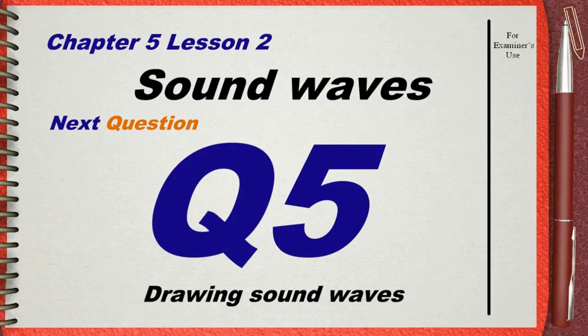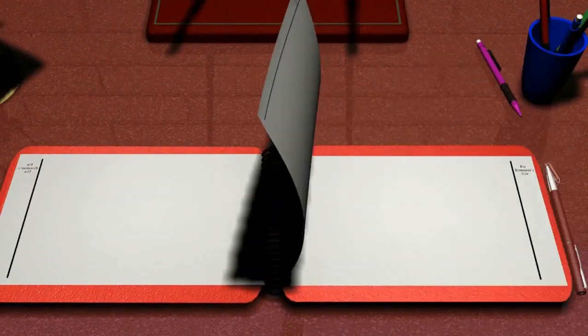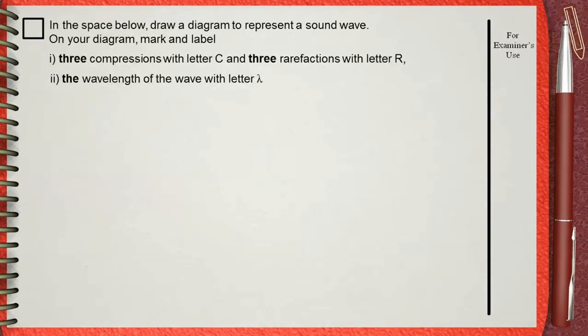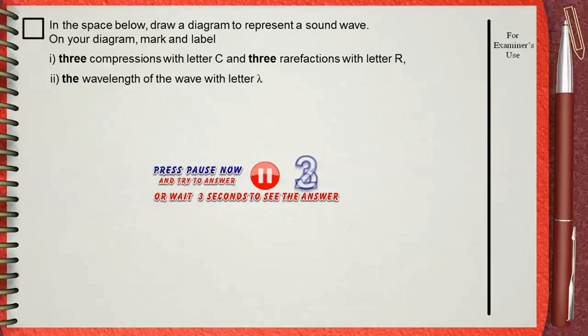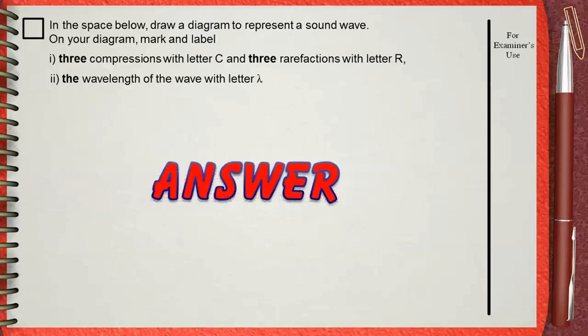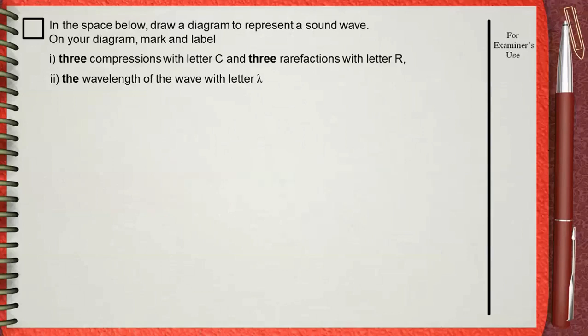Now this is question number 5, drawing sound waves. In this question we are going to learn how to draw sound waves on your exam paper. See that in the space below, draw a diagram to represent a sound wave. On your diagram, mark and label 3 compressions with letter C and 3 rarefactions with letter R, and the wavelength of the wave with letter lambda. I'm going to give you some space on your exam paper, and you need to use your ruler and your pencil to draw it perfectly on scale.